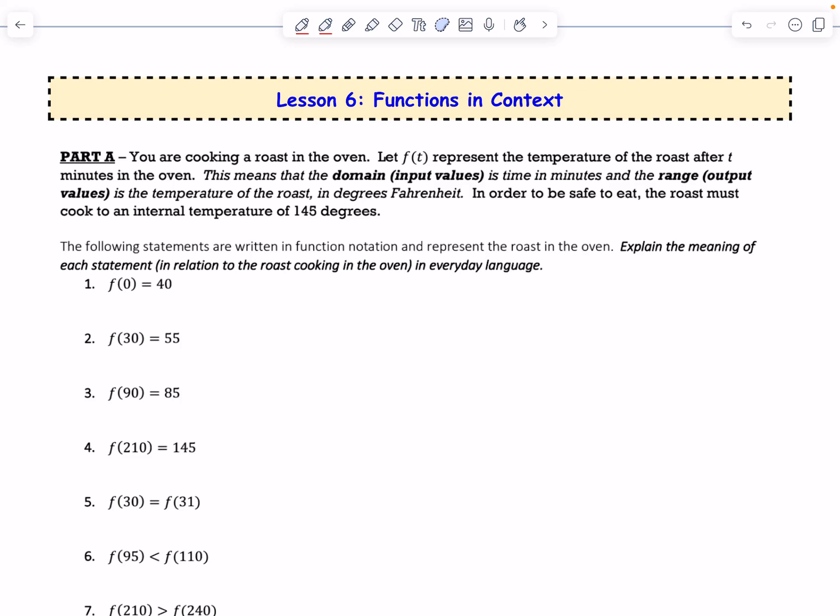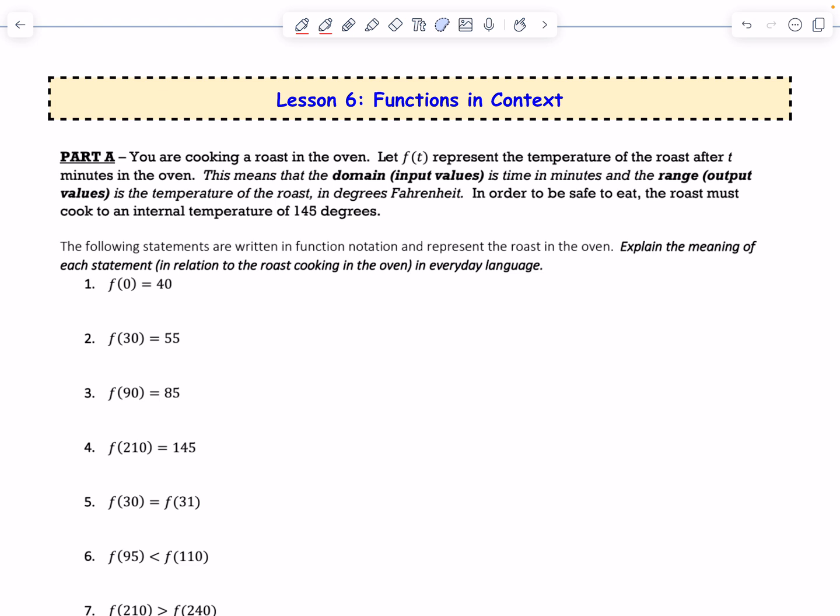In this video, we're going to take a look at what we call functions in context. So using the example in part A, you are cooking a roast in the oven. Let f of t represent the temperature of the roast after t minutes in the oven. This means that the domain or input values is the time in minutes, and the range or output values is the temperature of the roast in degrees Fahrenheit. In order to be safe to eat, the roast must cook to an internal temperature of 145 degrees.